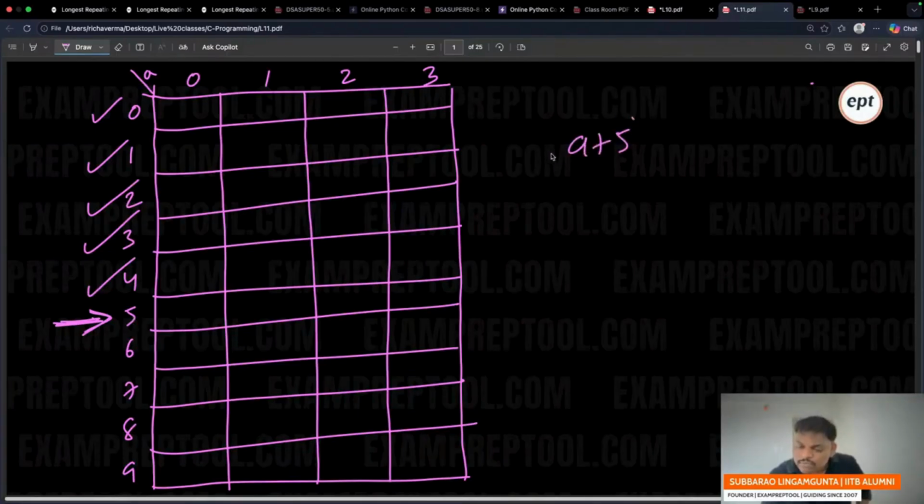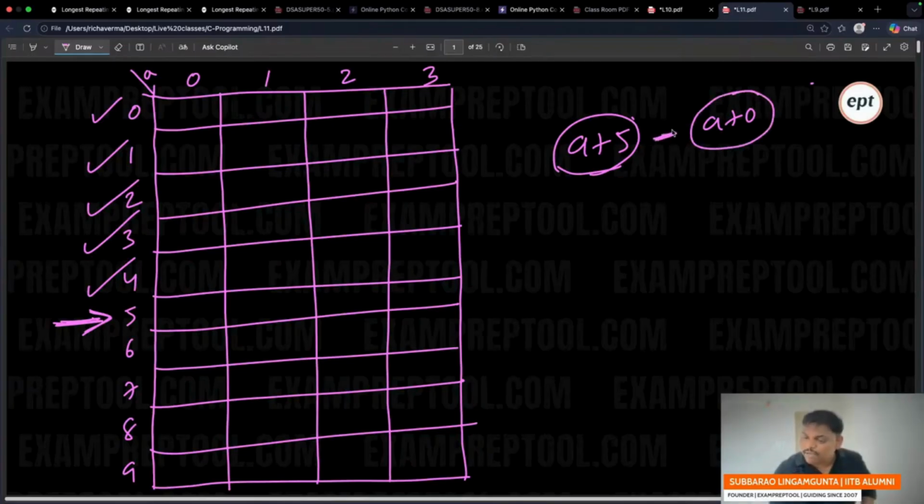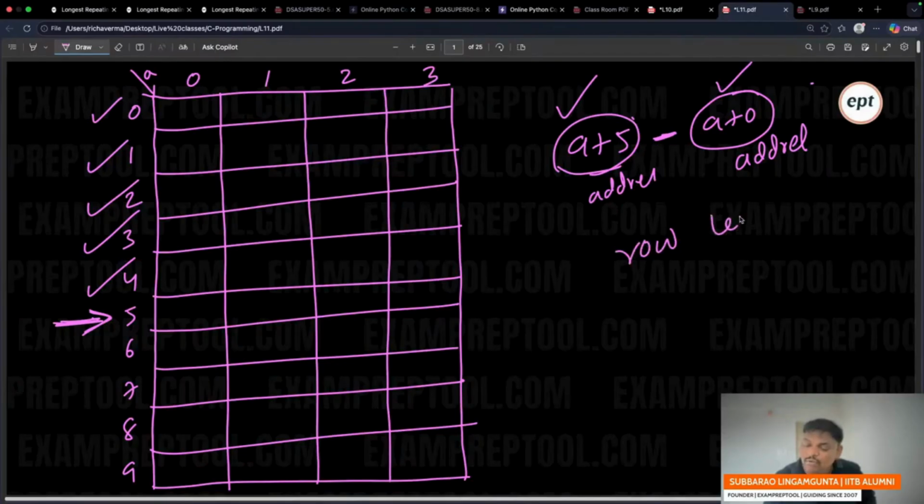A plus 5 means 5 rows you skipped. Next one, A plus 0 means 0 rows you skipped. If you subtract these two pointers, because this is also an address, subtraction will give the number of elements present between them. Both are addresses. But remember, you are not at the element level now. You are at the row level.